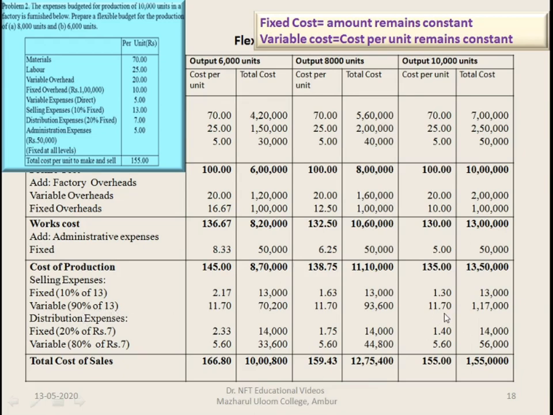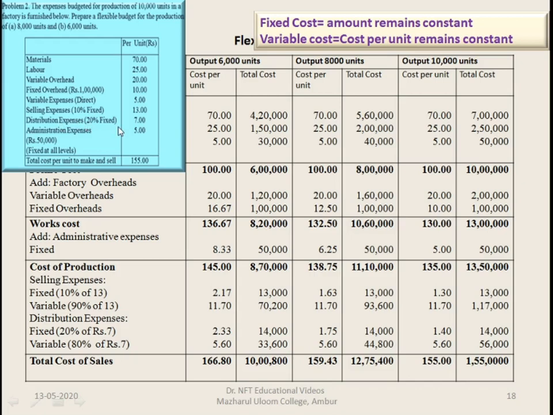So 90 percentage of 13 is 11.70. Here in case of variable cost, cost per unit remains constant. So for 10,000 units also you write 11.70, 11.70 and 11.70. Multiply it with number of units: 11.70 into 6,000, 11.70 into 8,000 and 11.70 into 10,000. You get the total cost of selling expenses.